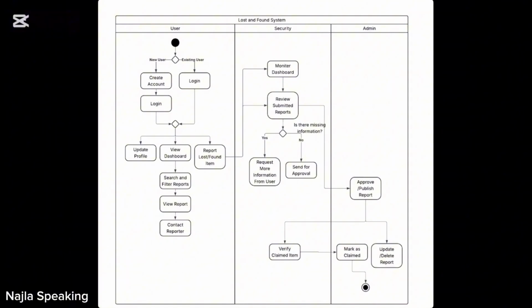I will explain activity diagram 1. It's based on use case 1 from scenario 1. It represents the user interaction flow. The diagram starts with the user logging in. If they are a new user, they have to create an account and then log in. If they are an existing user, they only have to log in.